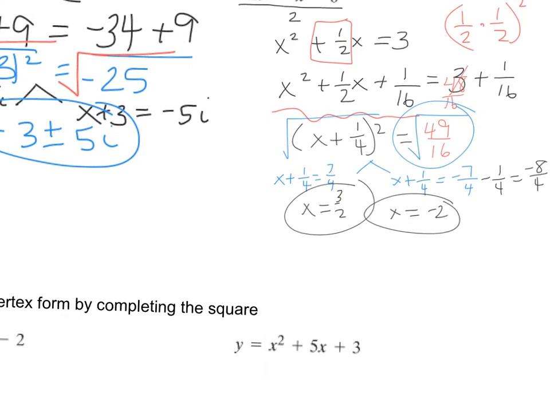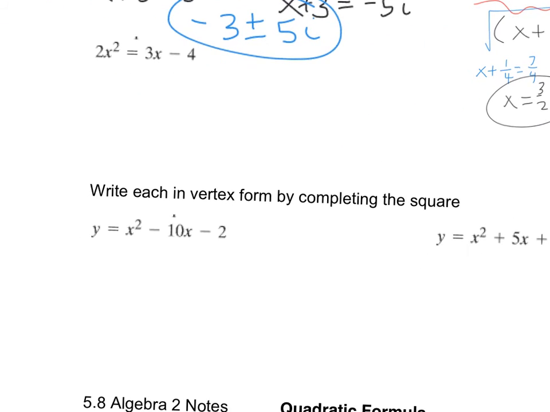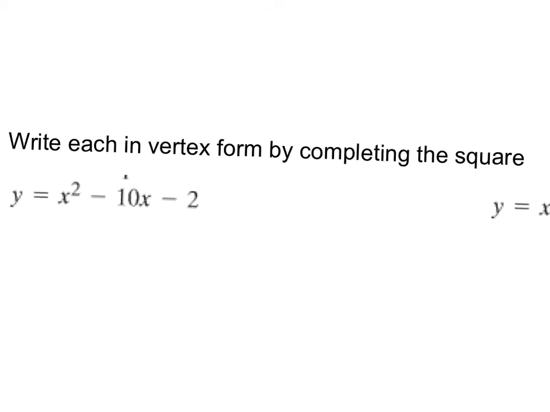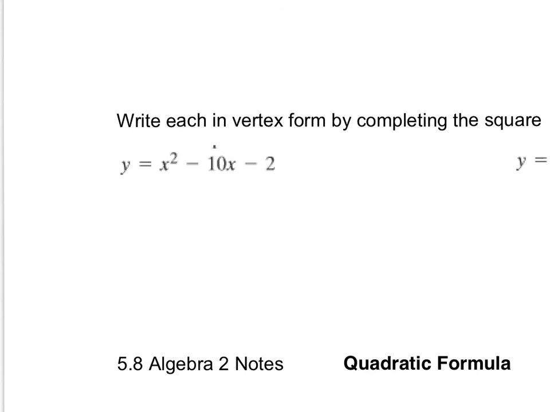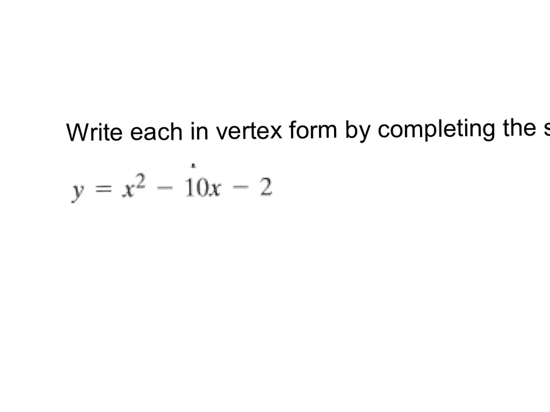Okay, then you can also use completing the square to write in vertex form. So we wrote in vertex form by finding the vertex, but you might actually find completing the square to be faster for this one. So to complete the square, you're trying to write it like this: y equals a times x minus h squared plus k. You're trying to write the vertex form like that.